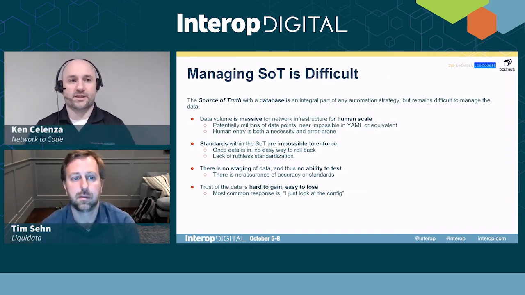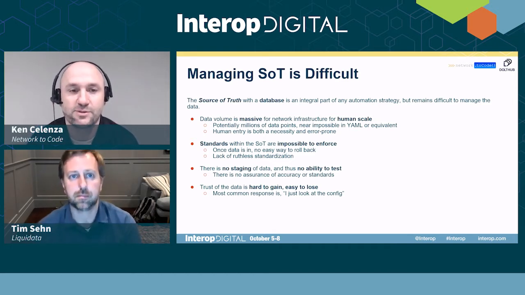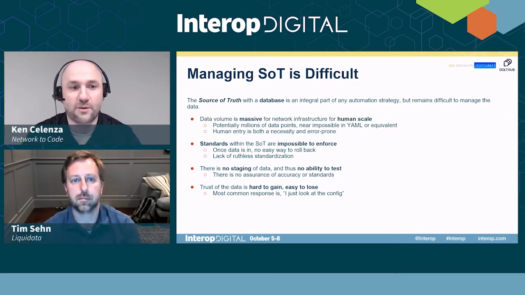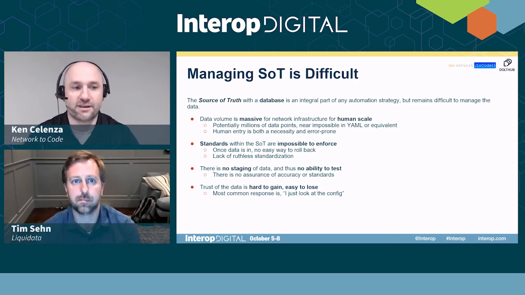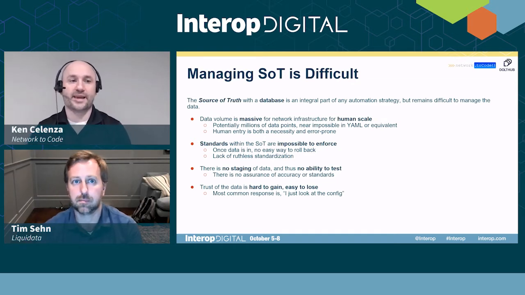Why is managing a source of truth so difficult? First and foremost, it's the volume. There's absolutely massive scale associated with network infrastructure in particular. There are potentially millions of data points, even if you just consider interfaces in a YAML example. Just converting a configuration to YAML could mean managing millions of lines of that data structure. Standards are hard to enforce, things like naming standards as things change, with a lack of ruthless standardization overall. There's no staging, and thus no ability to test.